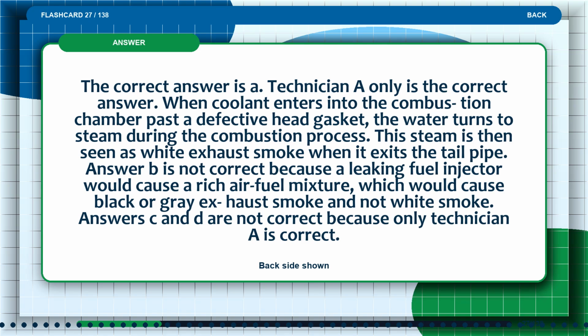The correct answer is A. Technician A only is the correct answer. When coolant enters into the combustion chamber past a defective head gasket, the water turns to steam during the combustion process. This steam is then seen as white exhaust smoke when it exits the tailpipe. Answer B is not correct because a leaking fuel injector would cause a rich air-fuel mixture, which would cause black or gray exhaust smoke and not white smoke. Answers C and D are not correct because only technician A is correct.